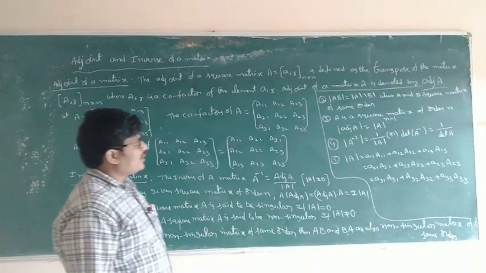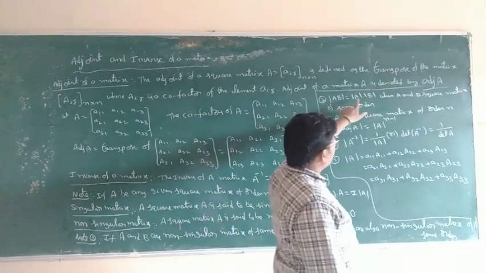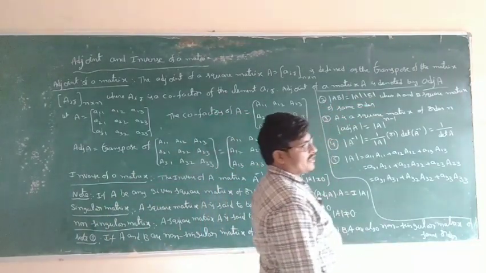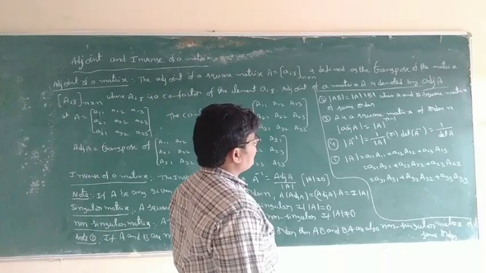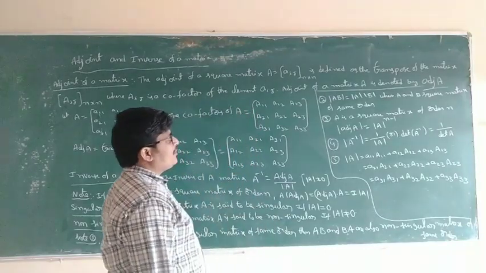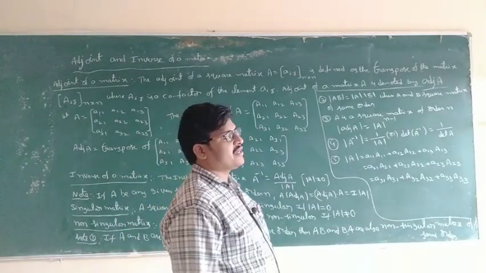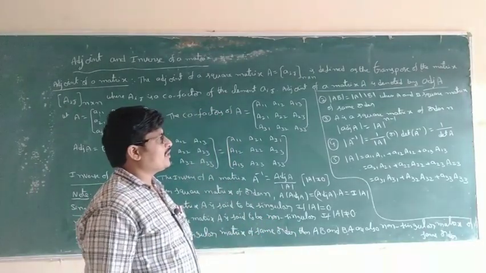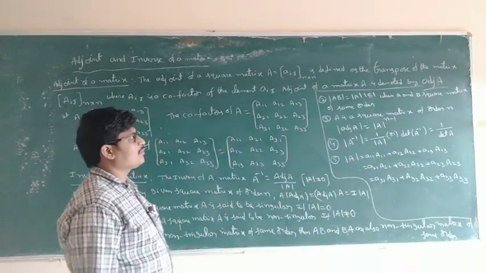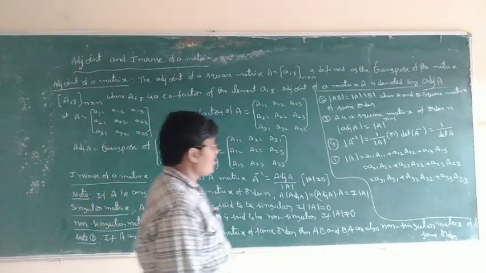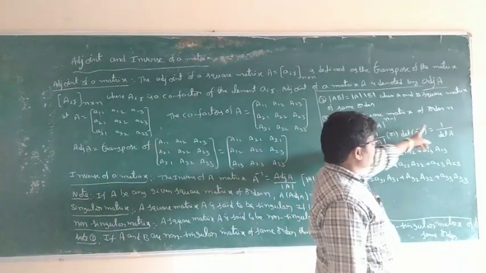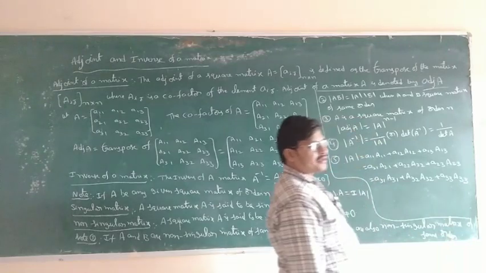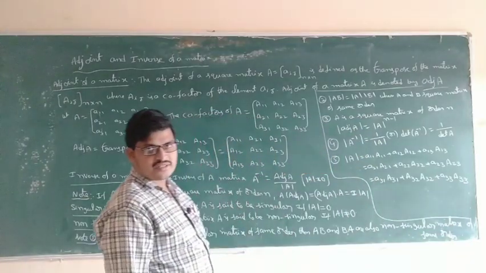Second one, determinant of A into B is equal to determinant of A into determinant of B, where capital A and B are square matrices of the same order. Next, A is a square matrix of order n. Very important result, one mark question result.